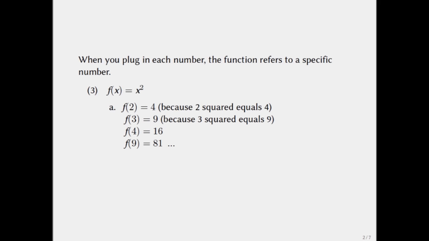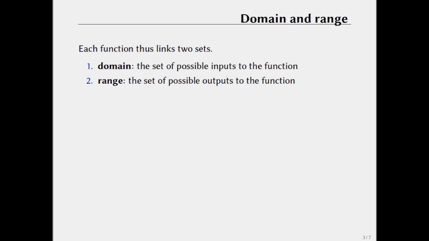So when you plug in each number, the function refers to a specific number. F of 2 will give you 4. F of 3 will give you 9. F of 4 will give you 16, and f of 9 will give you 81. You can go on forever like that, right? Because the set of numbers you could feed into it is infinite.